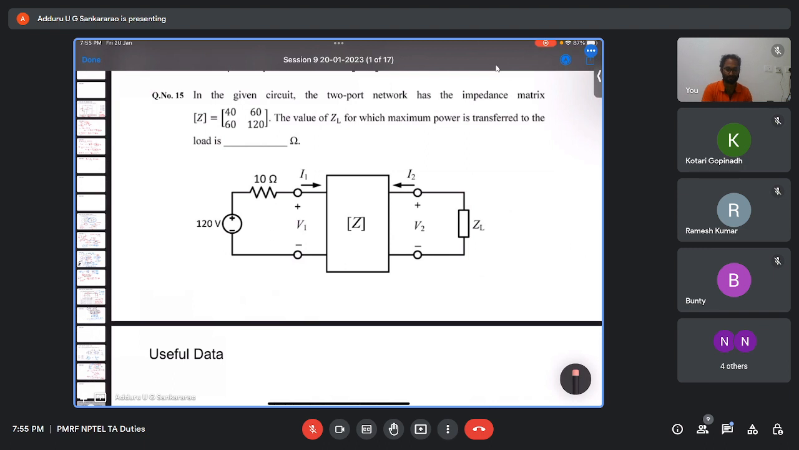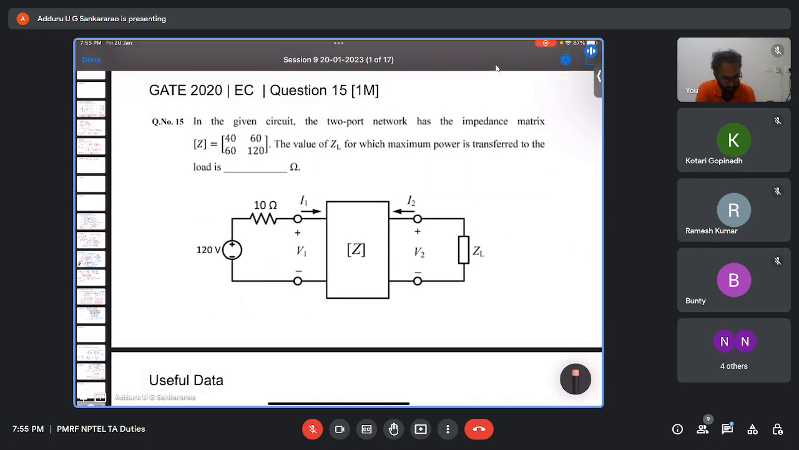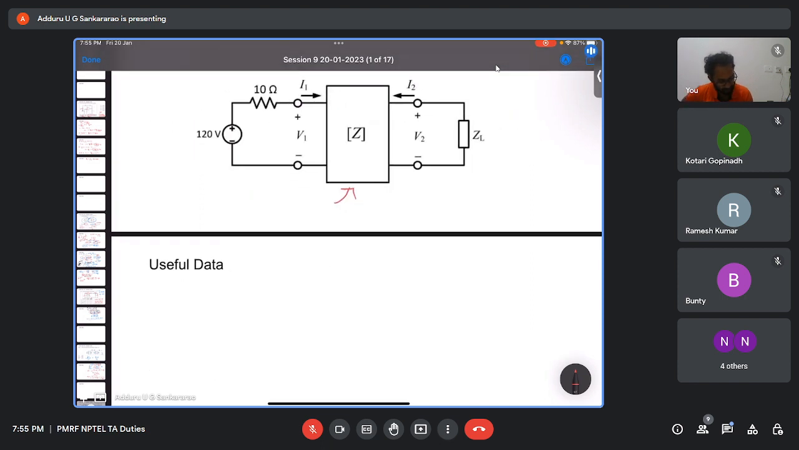This one you see. In the given circuit, the two-port network has an impedance matrix. They have given the impedance matrix, and the value of ZL for which maximum power is transferred to the load is asked. For this two-port network, they have given the impedance matrix, which means the Z matrix: Z11, Z12, Z21, Z22.